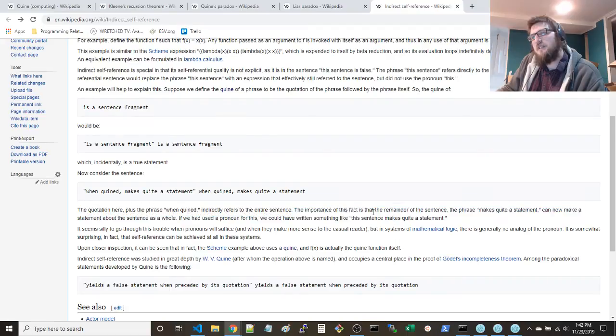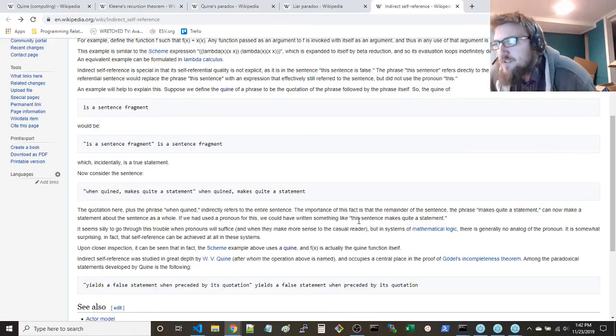The importance of this fact is that the remainder of the sentence, the phrase "makes quite a statement," can now make a statement about the sentence as a whole. If we had used a pronoun for this, we could have written something like, "this sentence makes quite a statement."